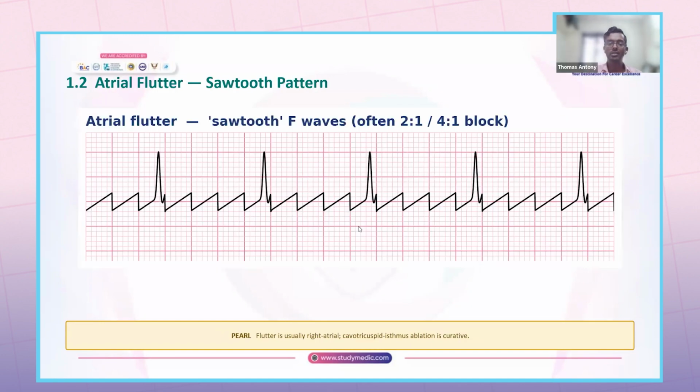Now you can see this. This is a classical pattern. Here the flutter is usually right atrial. You can see the sawtooth pattern. There are 2:1 or 4:1 blocks.